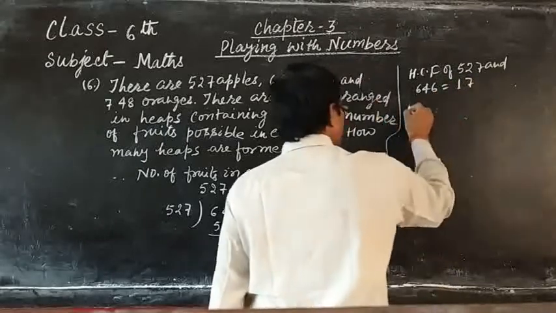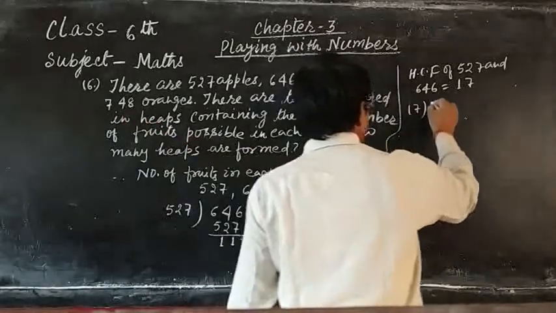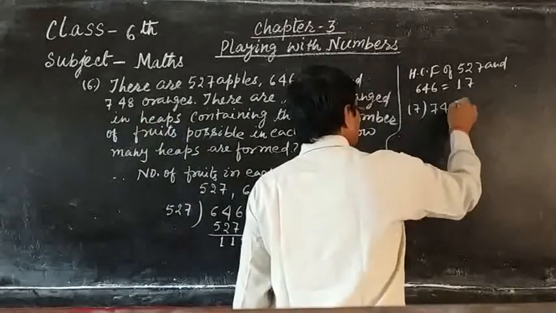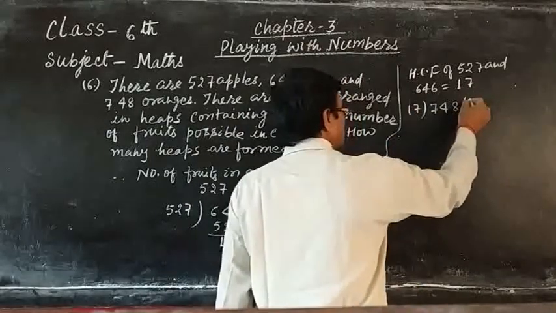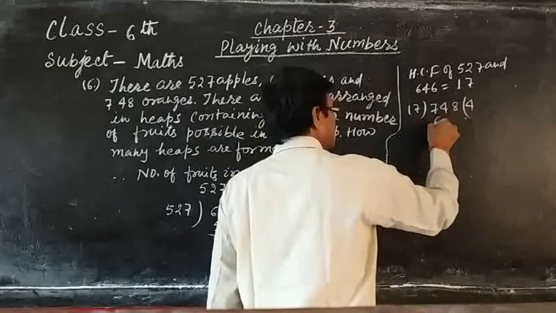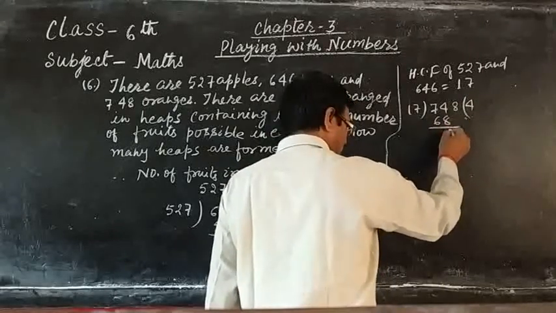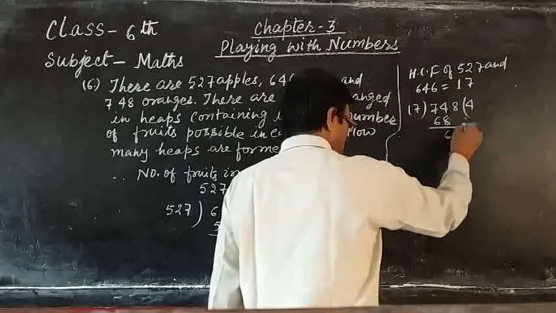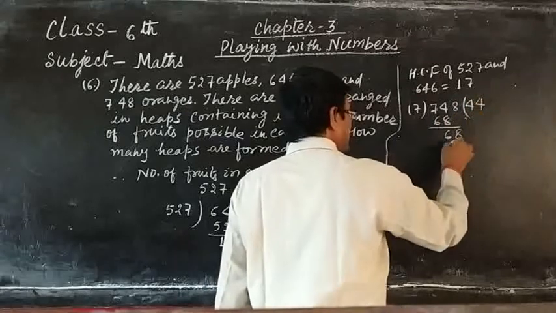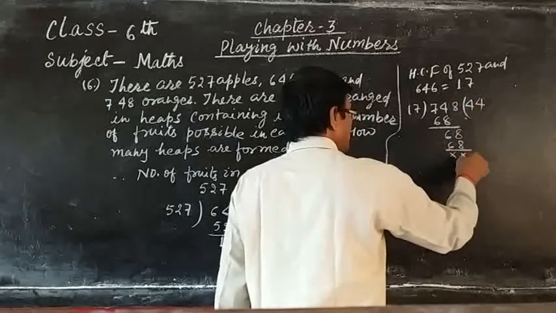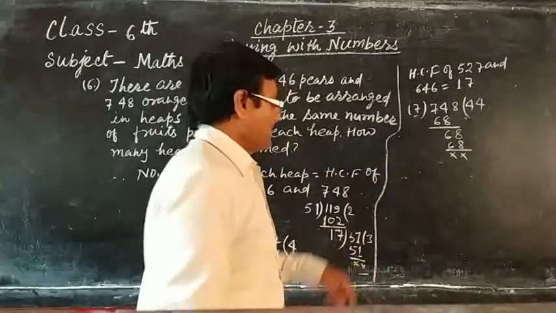Now, this 17 divides also 748. So we divide in the simple division method. So 17 4 are 68. 74 minus 68 is 6, bring down 8 from outside. So again we write 68. Then the remainder will be 0.